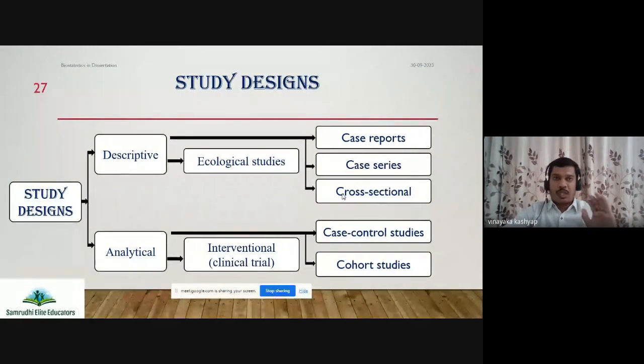Cross-sectional means at a single point of time you are collecting the data, whereas in an RCT or cohort study you are going to follow them up. There are going to be multiple visits, and you are going to make an intervention. So please don't write it as RCT. Don't make that mistake, because if you write it as RCT, everything will change. Usually it is a cross-sectional study and a comparative study. You're going to compare two particular parameters or two particular techniques at a single point of time. You're not going to follow them up. It is a single point of time. So it is a cross-sectional study, it is a comparative study.